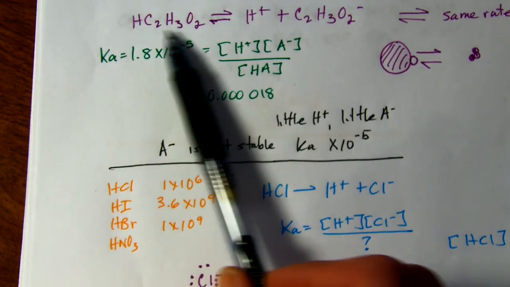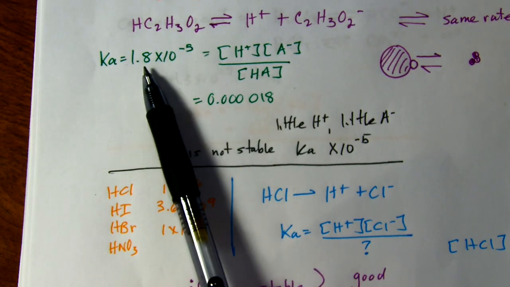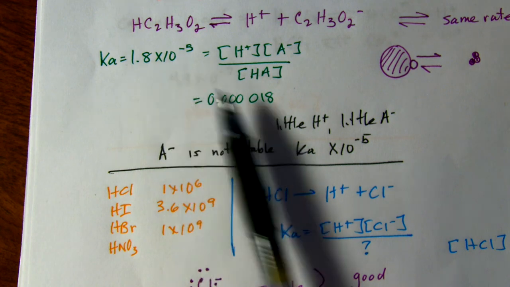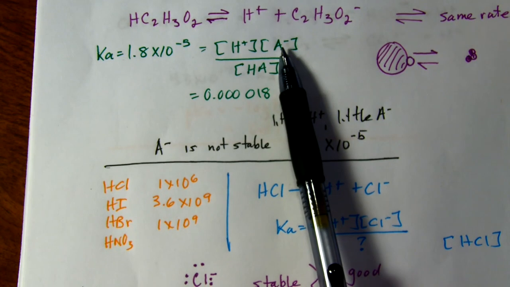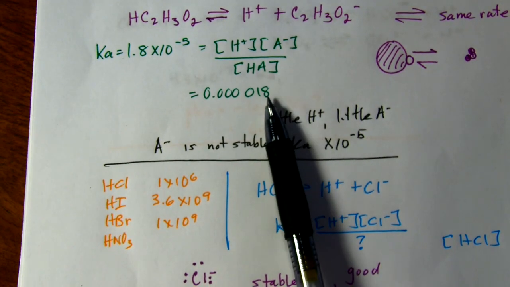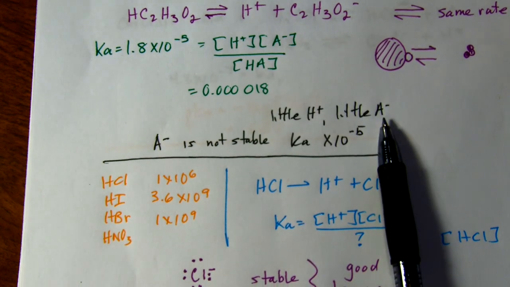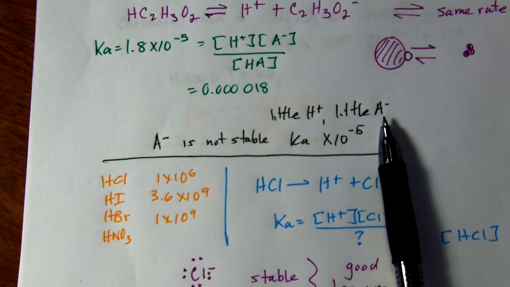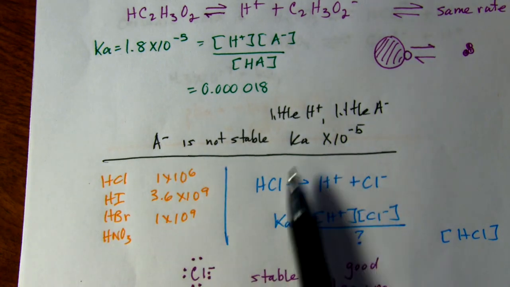So a common example here would be acetic acid found in vinegar. It turns out it has a Ka value of this. And that tells us that the amount of products here after dissociation is very, very small. What that tells us is that A- does not like to be alone. That's really what organic chemistry people are going to look at. So what they say is A- is not stable.